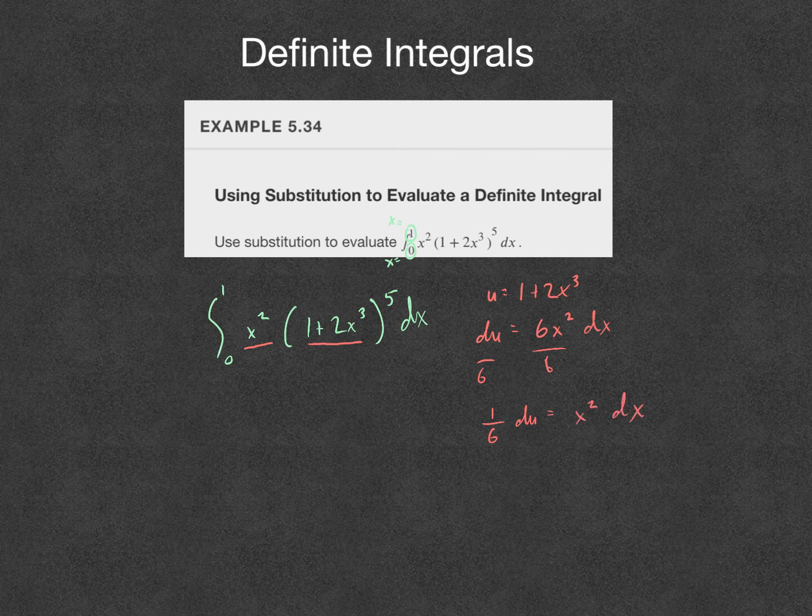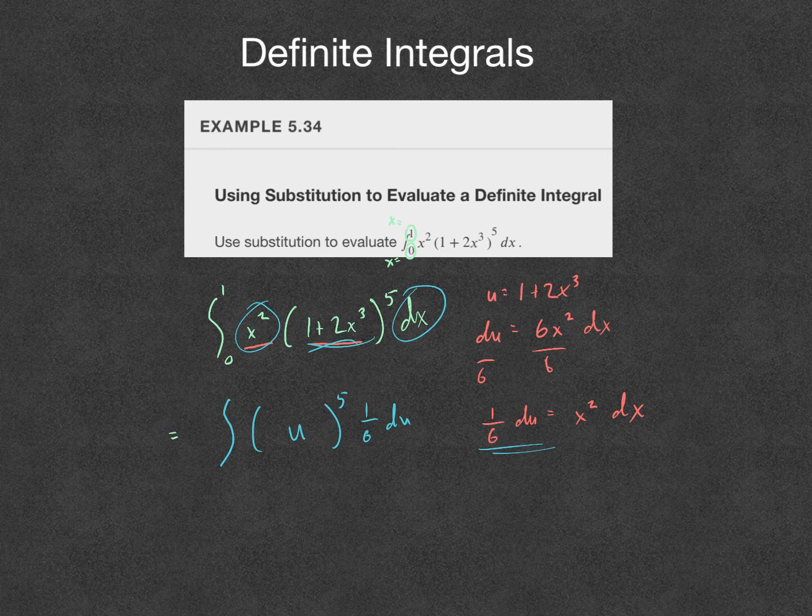So I'm going to ignore the bounds for a minute. I'll come back to them, I promise. We'll say this is equal to, now I'll do my underlining, x squared dx, that is 1/6 du. So this is the integral of something to the 5th power times 1/6 du. What do I put inside of that parentheses? Actually, I didn't really need a parentheses there because that's just u to the 5th power. U is 1 plus 2x cubed.